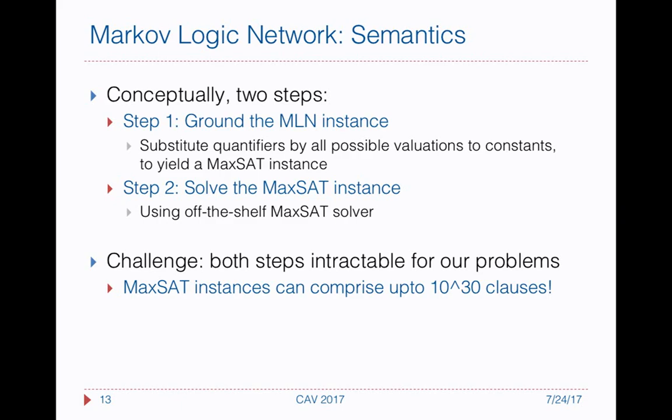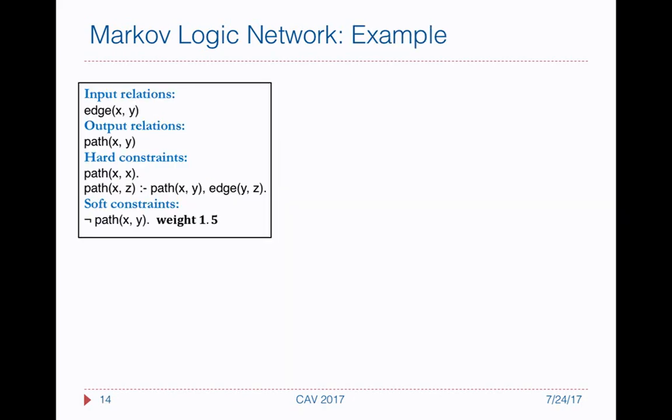But there's a catch here. Both of these steps are intractable for the problems that we are going to look at. In particular, we can have up to 10 to the power 30 clauses, which is certainly something that neither of these 2 steps can scale to. So I'm going to present a solver that we have developed over the years, which can scale to such instances using an iterative lazy refinement process. Now, let me show you one example of how we can solve an MLN.